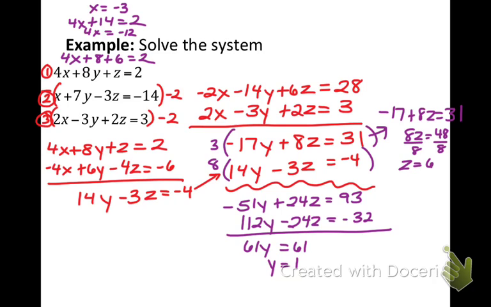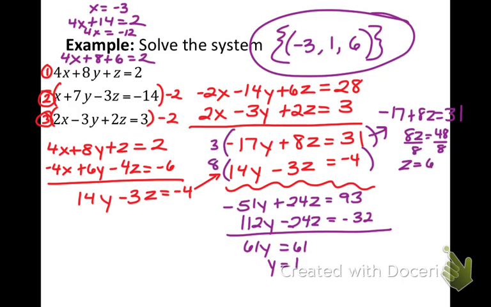Whew. So my answer as an ordered triple is, in parentheses, negative 3 for my x, my y is 1, and my z is 6. Now we do the squigglies to make it fancy.